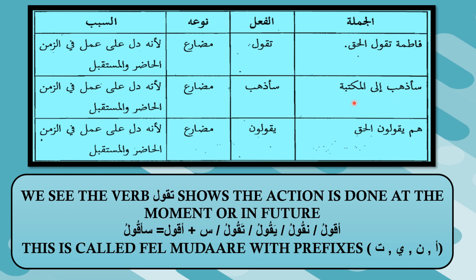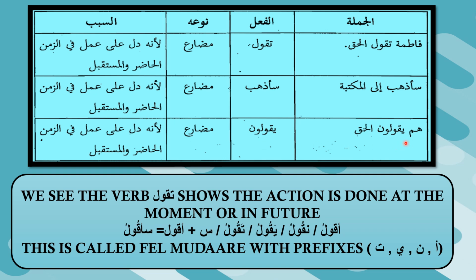سأذهب إلى المكتبة. So the addition of seen makes the present tense for مستقبل. So the fail is سأذهب and the type is مضارع and it shows the عمل في زمن الحاضر والمستقبل. So it basically tells that سأذهب means you are talking about future.